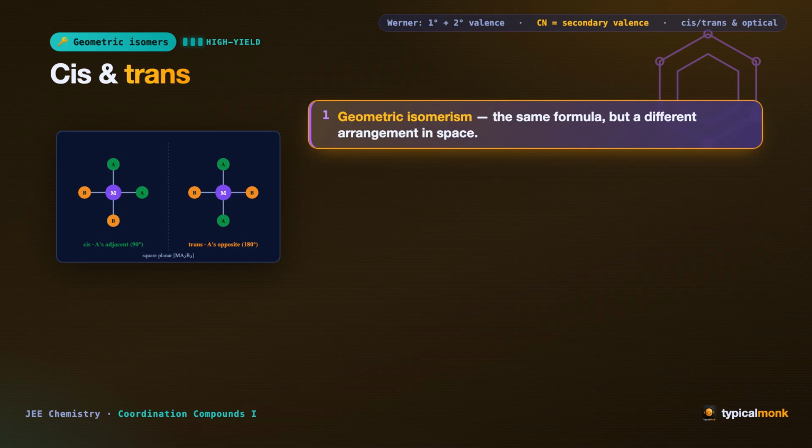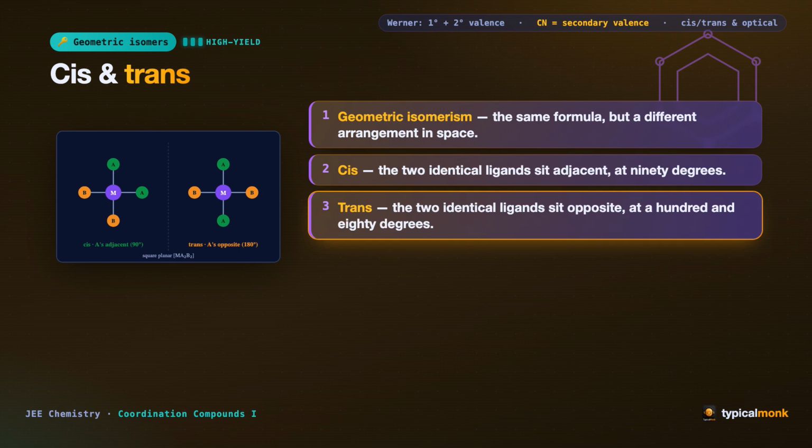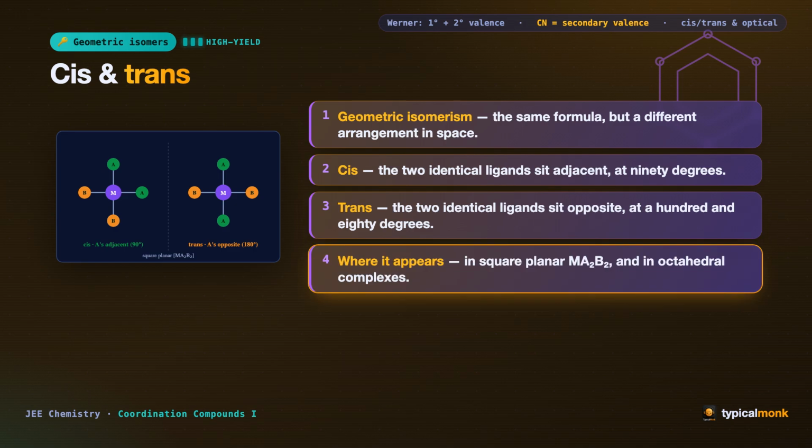Geometric isomerism, cis and trans. Geometric isomerism. The same formula, but a different arrangement in space. Cis. The two identical ligands sit adjacent to each other at 90 degrees. Trans. The two identical ligands sit opposite each other at 180 degrees. Where it appears. In square planar complexes of the type Ma2B2 and in octahedral complexes.